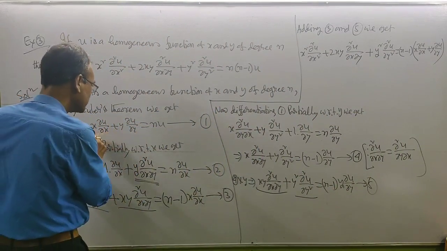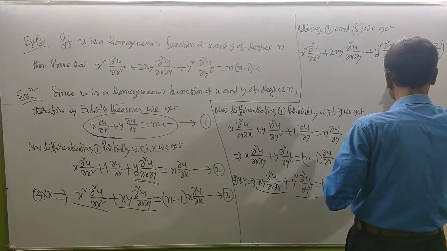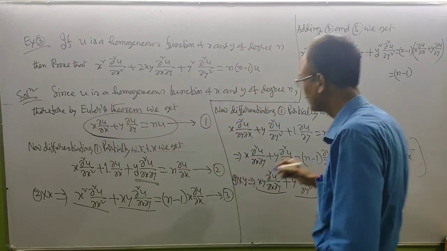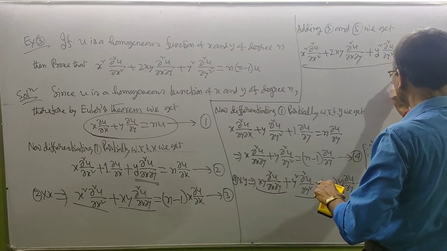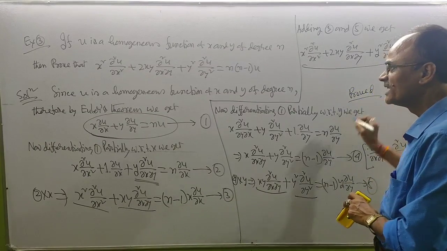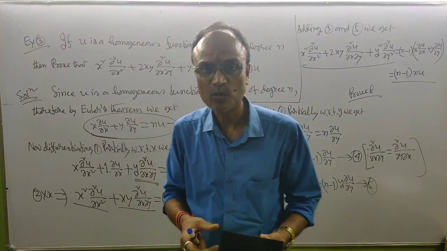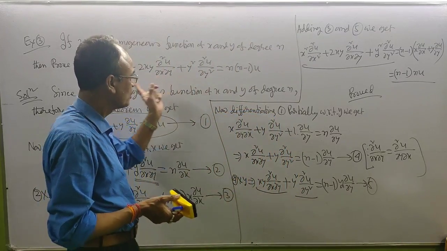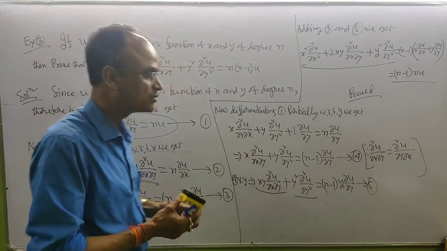Now this is equal to n minus 1 times x del u by del x plus y del u by del y, which equals n u. Thus this is equal to this. Proved. We have proved this question also. It was question number 3: if u is a homogeneous function of x and y of degree n, then x square del 2 u by del x square plus these terms will be n into n minus 1 u. We have proved this one.